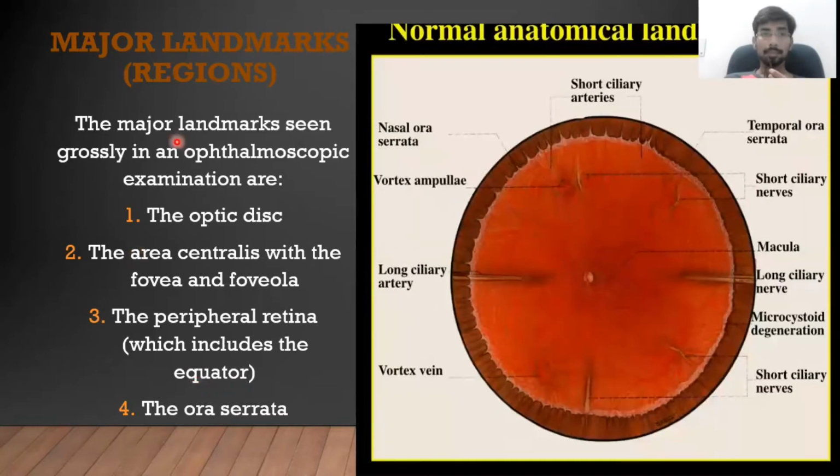Major landmarks are optic disc, area centralis with fovea and foveola and peripheral retina which includes the equator and ora serrata. So optic disc, fovea centralis and peripheral retina which includes the equator and ora serrata.